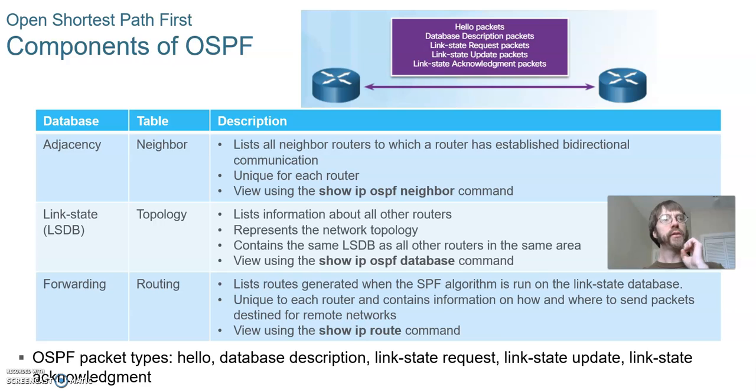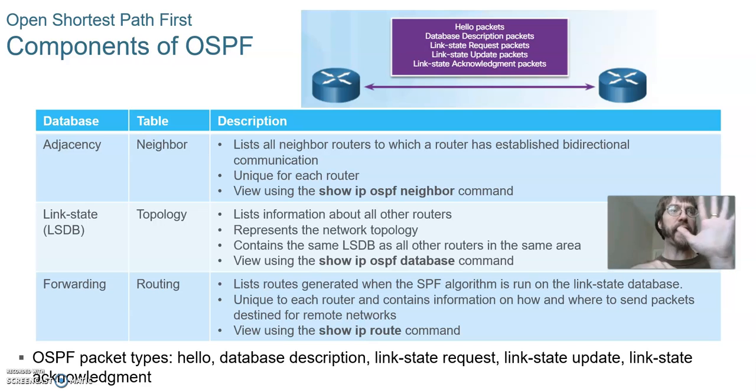Then finally, the SPF algorithm, Dijkstra's algorithm, takes the link state database, crunches the numbers, and spits out a routing table. So every router has its own neighbor table and its own routing table, but they all have the same topology table, the same link state database. And you can use show IP route, of course, to look at this.